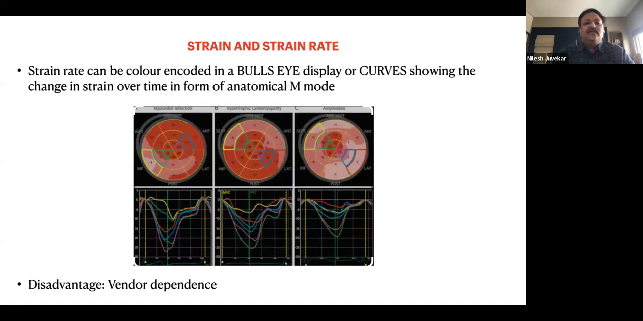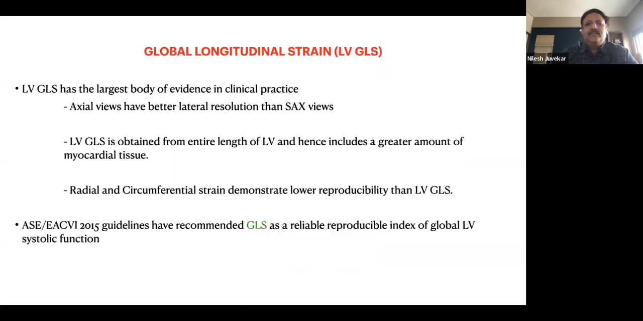Okay, so strain and strain rate are color encoded, and they may be displayed either in the bullseye fashion or shown as curves. The biggest disadvantage of this strain and strain rate measurement is that it is vendor dependent.